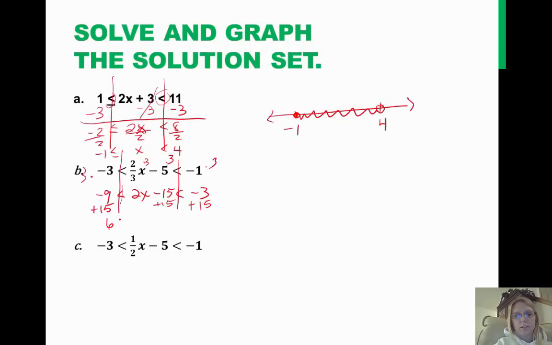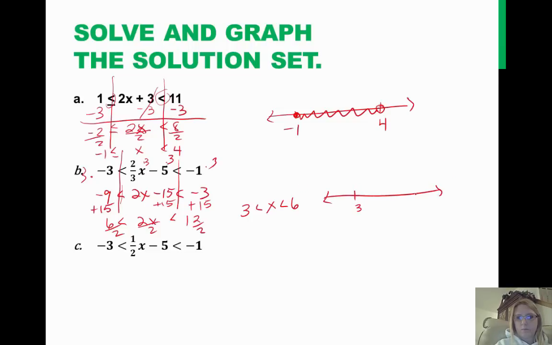This will be 6 is less than 2x is less than 12. Now I can divide everything by 2. And then I'll have 3 is less than x is less than 6. So I'm going to draw that graph here. I'll have 3 here and 6 here. Open dots and then connect them.